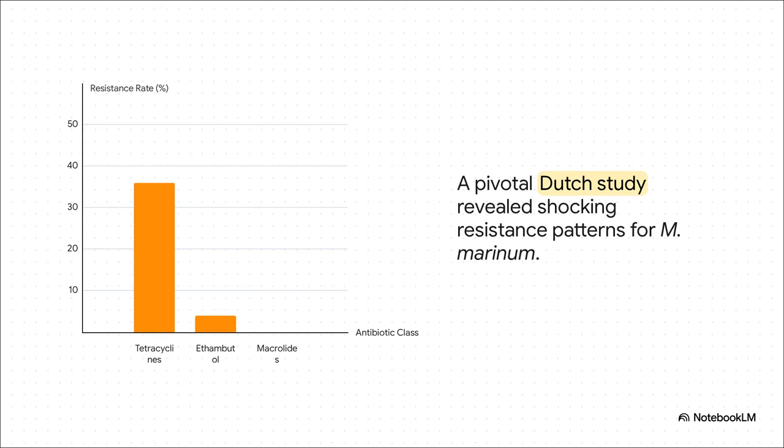But for M. marinum, whoa, the story gets a lot more complex. Take a look at this data from a really important Dutch study. See that bar on the left? That's tetracyclines, historically a go-to drug for this. A stunning 36% of the isolates were resistant. That's a huge number, and it just goes to show you that you can't assume old rules still apply.